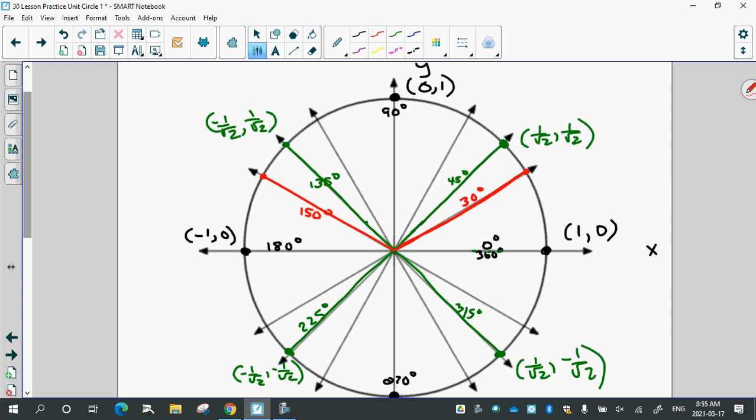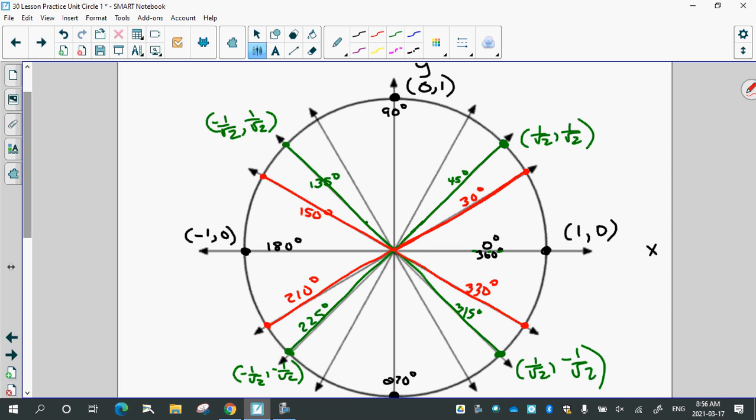Is everyone okay with that? And then 30 degrees more than 180, that would be 180 plus 30, which is 210 degrees. And then 30 degrees before 360 would be 330 degrees. Do you see the symmetry there?